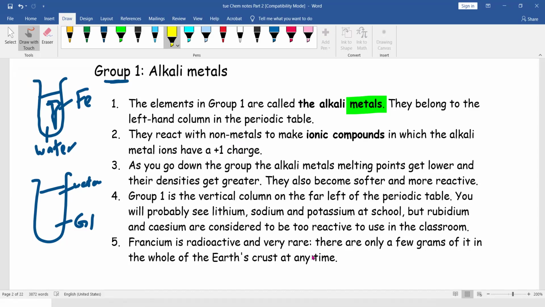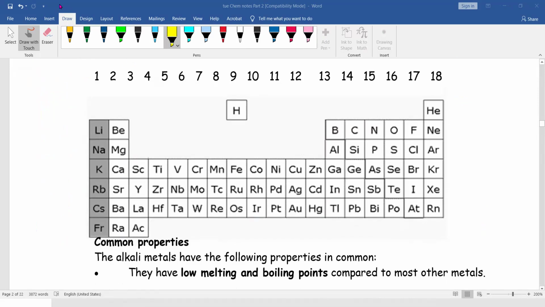Anyway. So group 1 is the vertical column on the far left of the periodic table. It's lithium, sodium, potassium at school, but rubidium and cesium are considered too reactive to use in the classroom. Francium is radioactive and very rare. There are only a few grams of it in the whole earth crust. That's why only researchers can find it.